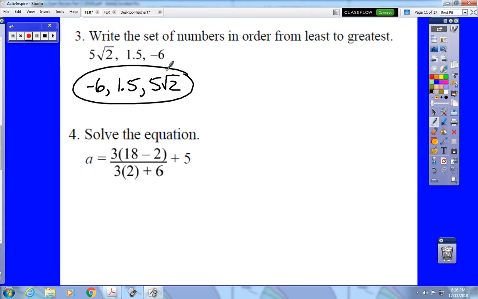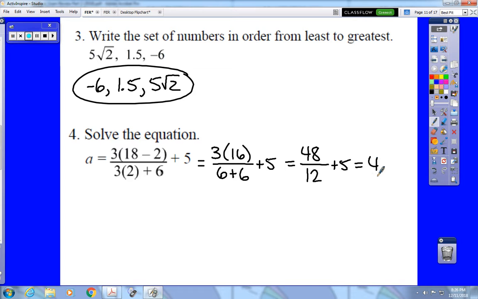On number 4, this is simply order of operations. We're supposed to reduce this expression down to a single number. So we would start with the parentheses on top. 18 minus 2 is 16. And on the bottom, we can do the 3 times 2 to get 6. So we'd have 6 plus 6 on the bottom, plus 5. On the top, then, we would do the multiplication. 3 times 16 is 48. On the bottom, we would do 6 plus 6, which is 12. Then the division would come next. That would be 4 plus 5, which means A equals 9. Again, that's all PEMDAS. Everybody in this class should know what PEMDAS is.